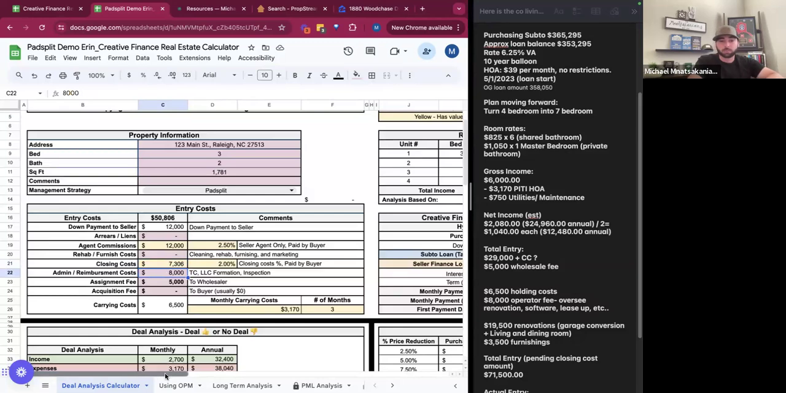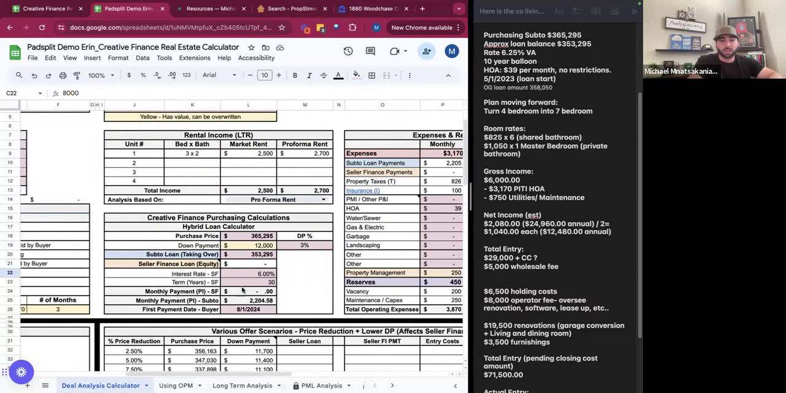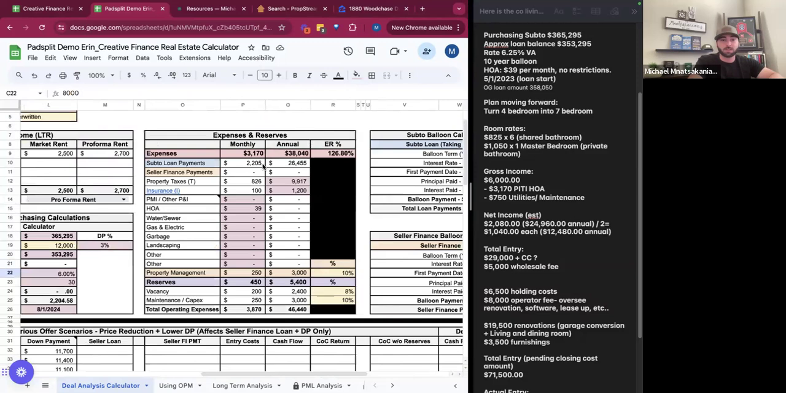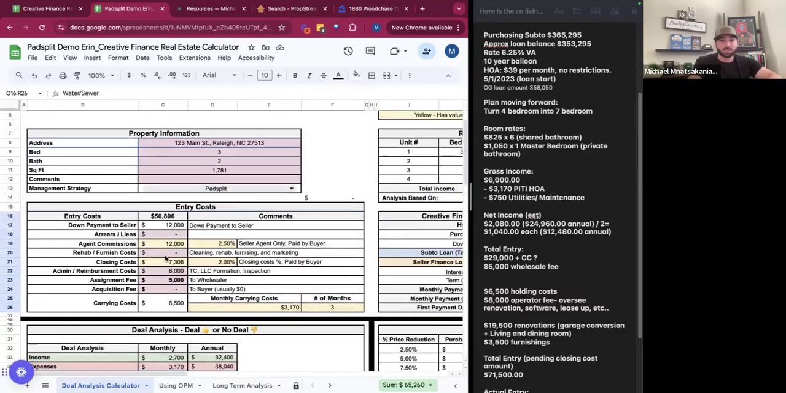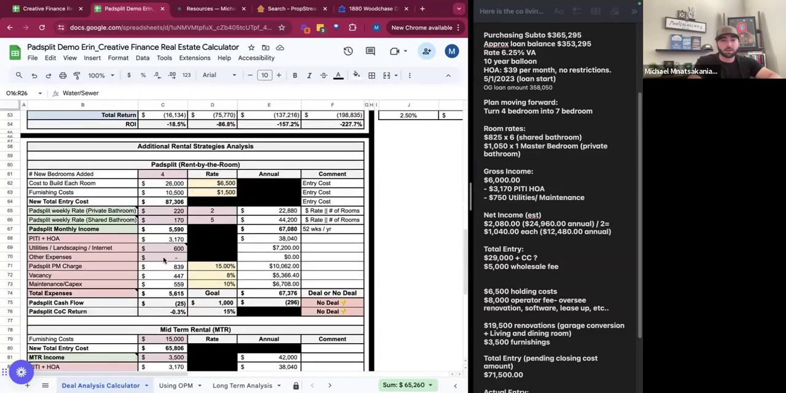All right, cool. So we have our entry costs, we have all of our debt info, and then we have our expenses associated with the sub-2 loan: taxes, insurance, and HOA. We don't need to worry about the utilities in this section or even the management and reserves in this section, because we're not really underwriting this as a long-term rental. We're just going to go straight into the Padsplit exit. And so let's start adding that info.